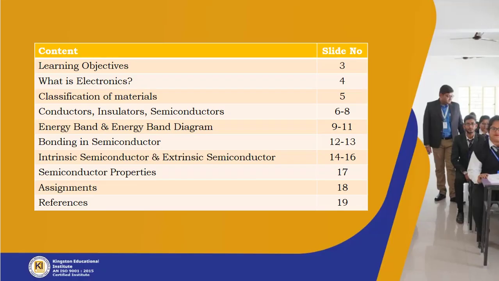Here is my content page. We will understand the learning objectives, then we will discuss electronics, classification of materials as conductors, insulators and semiconductors. We'll understand energy band and energy band diagram, how the bonding is there in a semiconductor material. We'll also understand intrinsic and extrinsic semiconductors and semiconductor properties, followed by assignments and references.